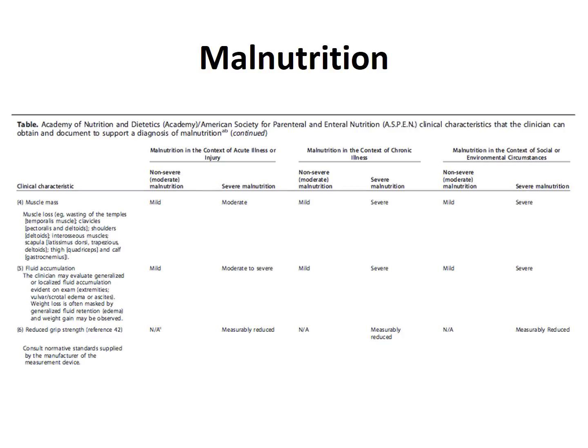This is the other half of that table. It's important to note that not every single criteria will present with every single patient. This is why you must have 2 criteria in order to diagnose the patient with malnutrition.